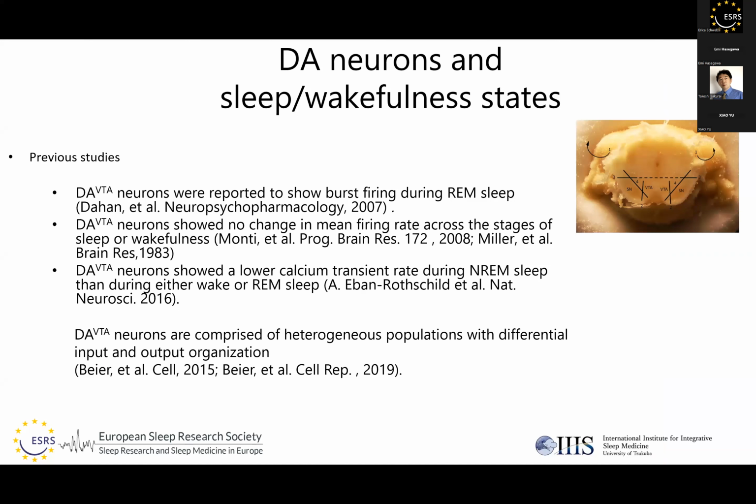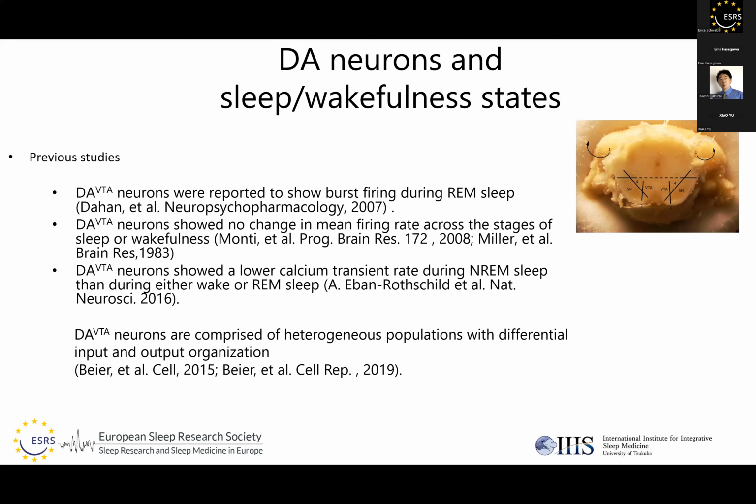So monoaminergic neurons are typically active during wakefulness. However, the firing patterns of dopamine neurons within the ventral tegmental area diverge from those of other monoaminergic neurons with regard to sleep and wakefulness state. Studies have reported that VTA dopamine neurons exhibit burst firing during REM sleep, while other studies have suggested that these neurons exhibit no discernible change in mean firing rate across the various stages of sleep and wakefulness.